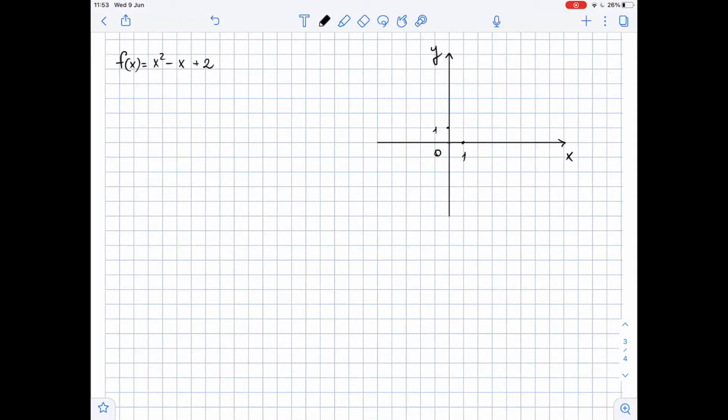So we need to graph the following function. We can clearly see that this is a quadratic function, so our graph will look like a parabola. Let's try to figure out some facts about this parabola.